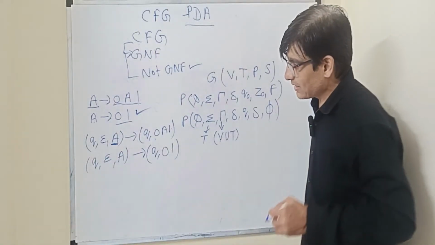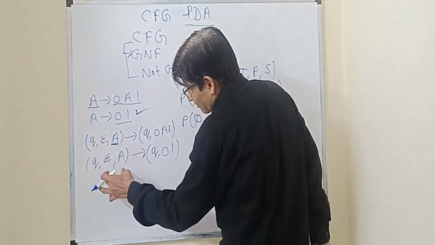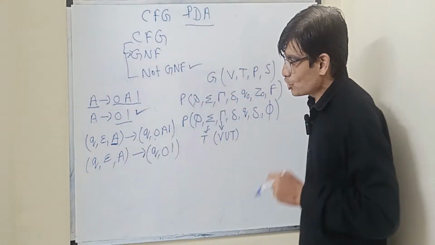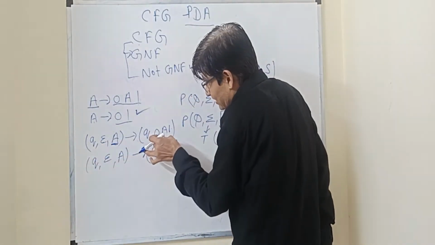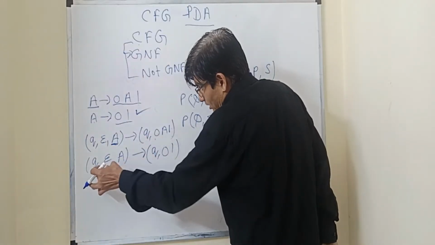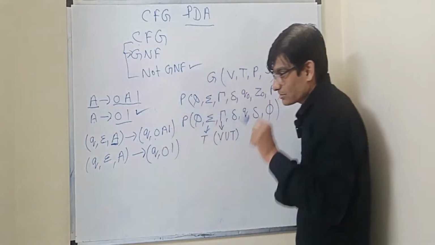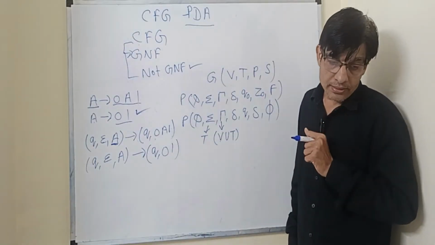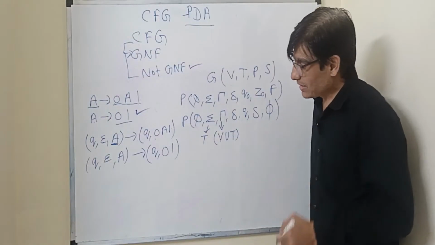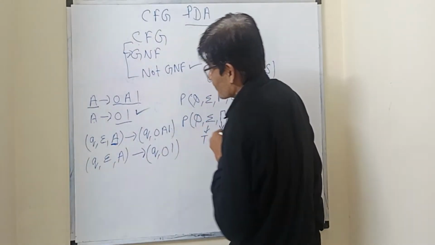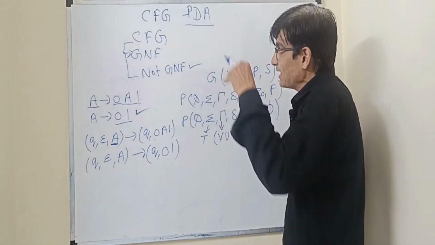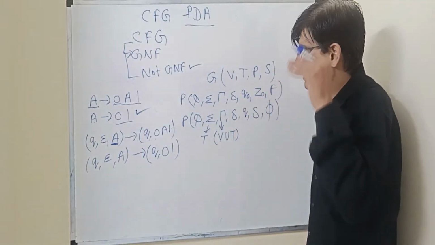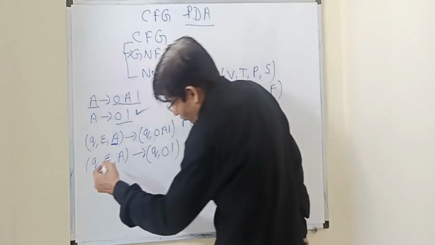Now you can see in both the transitions, the left hand side is the same. So on this combination, either we can use this or we can use this. So this means for a single combination, there are two next states. That means it is an NPDA. So while you convert a CFG into a PDA, mostly you will get an NPDA.